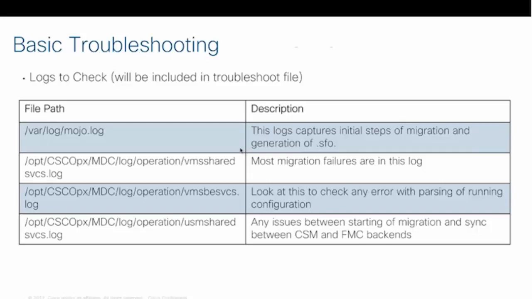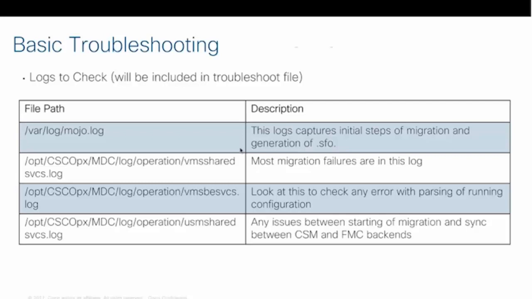When it comes to troubleshooting migration failure, the most helpful log is the VMS shared SVCS log. This log is located under the directory opt/CSCOpx/MDC/log/operation. So this log is the most helpful log because it will point us to the exact line or error message which is relating to the migration failure. Another log to check is the VMS DESVCS log. This log will give us any errors if there is any issue while the system parses the ASA configuration.